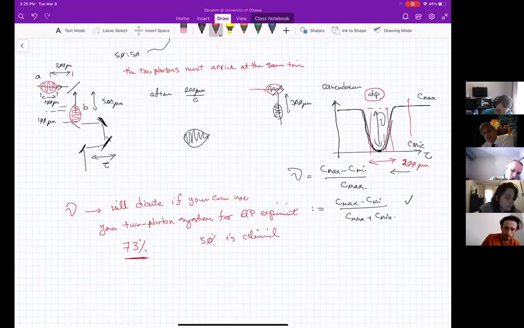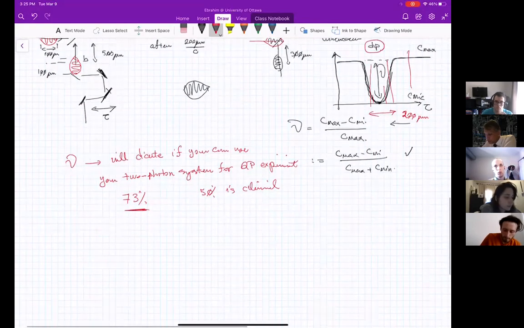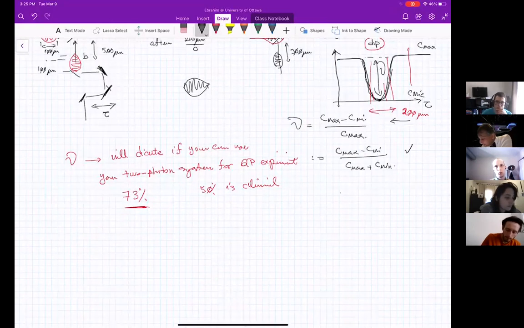And if you look at experimental results, you don't see the dip like a Gaussian profile. What you see usually is something like that.